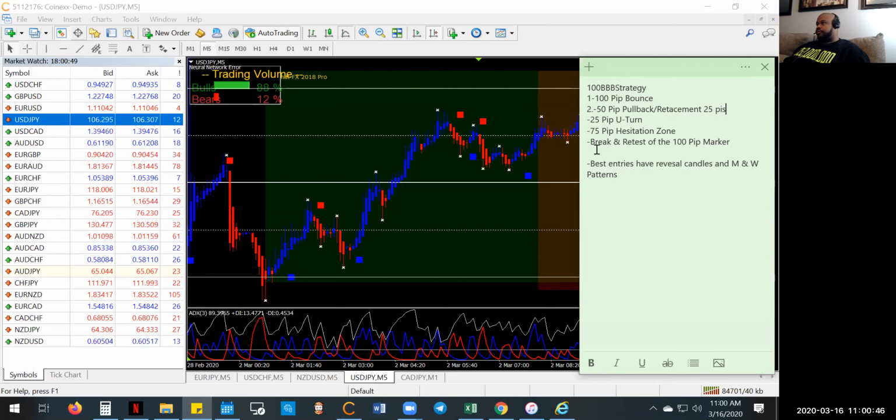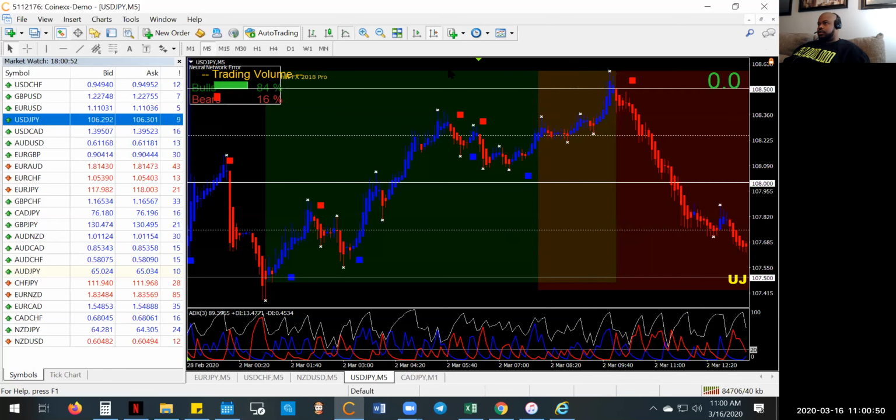Okay? So when a market goes 50 pips, we look for it to pull back at that 50 pip mark, and it did. We would have hit TP right here. We could have held it.